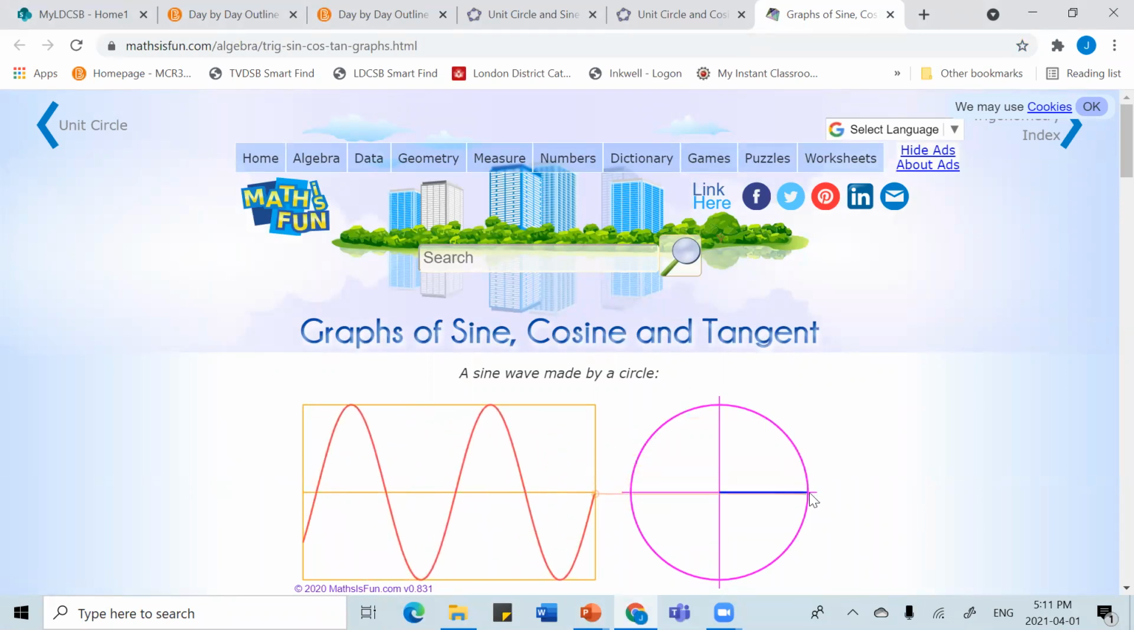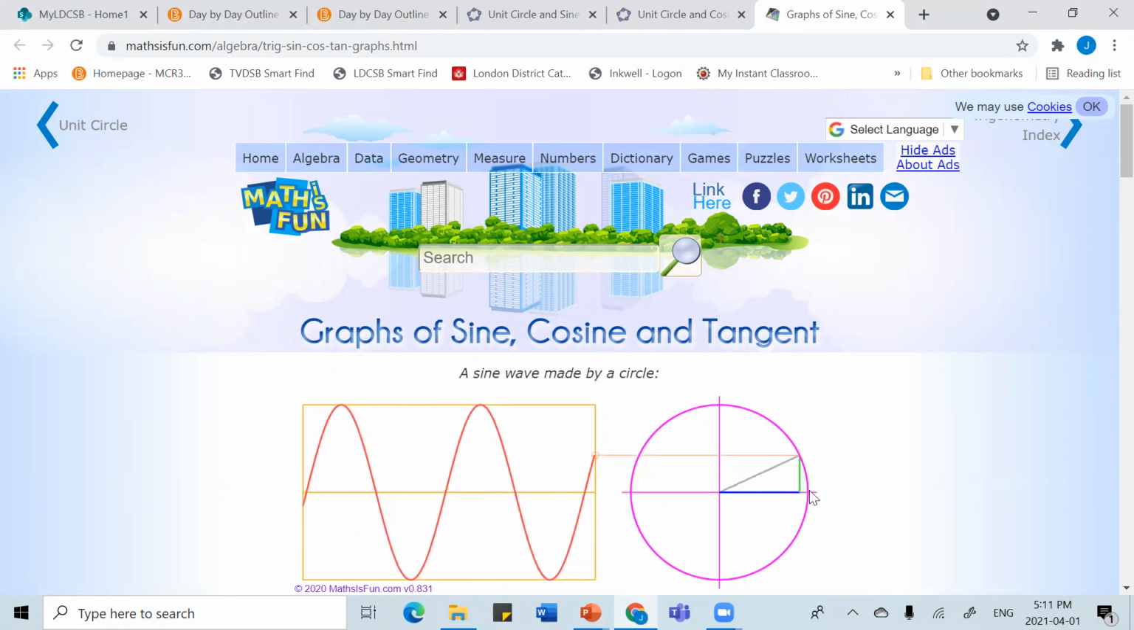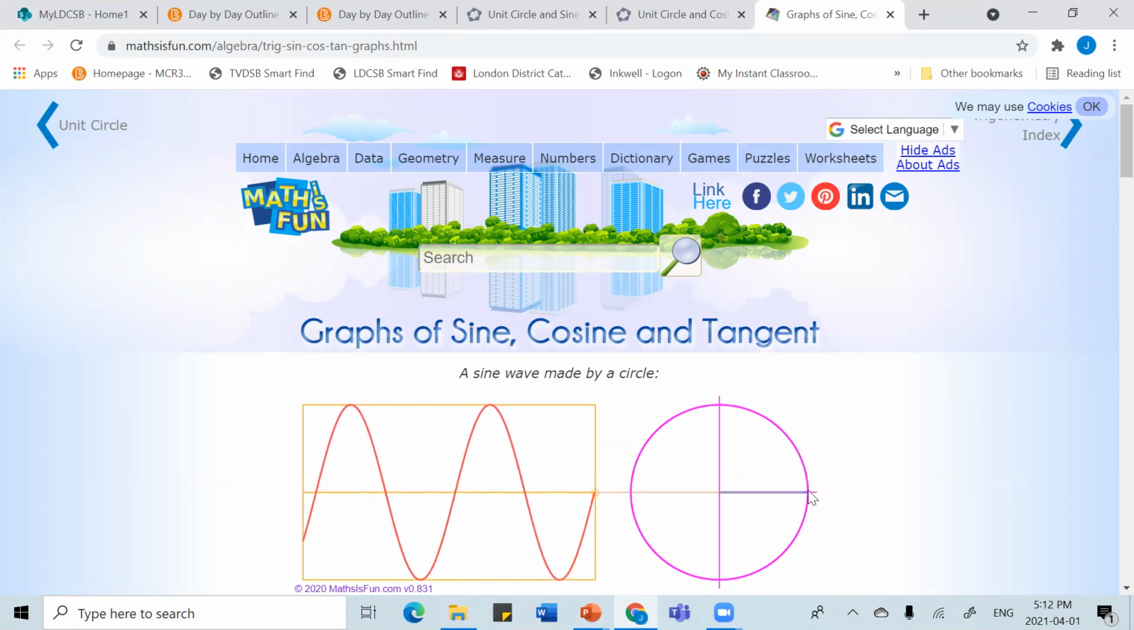So if I start off at 0 degrees, this is 0 degrees right here. I can see here that the sine function, as I mentioned already, is really just measuring out the vertical distance from the origin. So when I am at this first point at 0 degrees here, I can see that vertically, how far am I from the origin? Well, I'm just 0 units away.